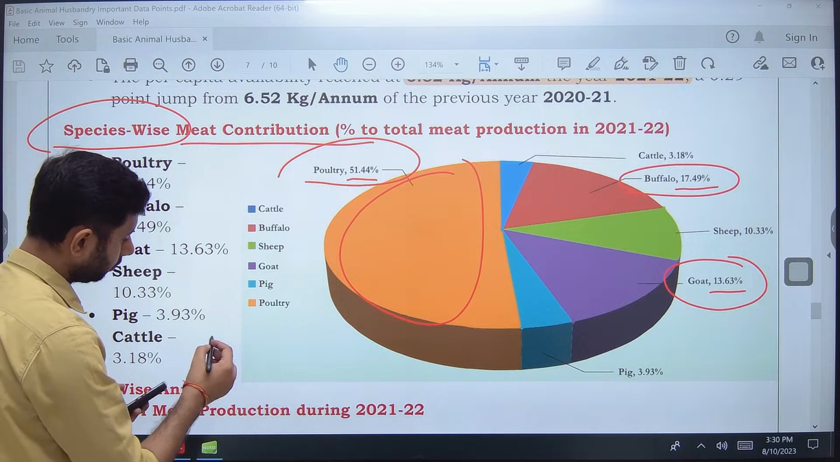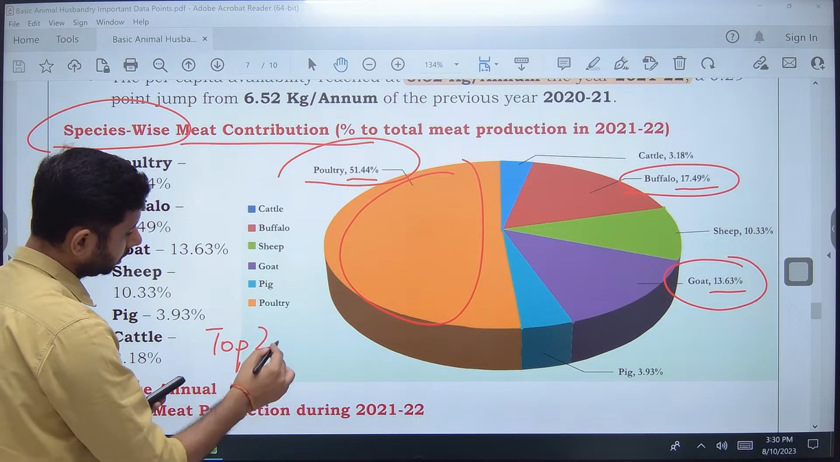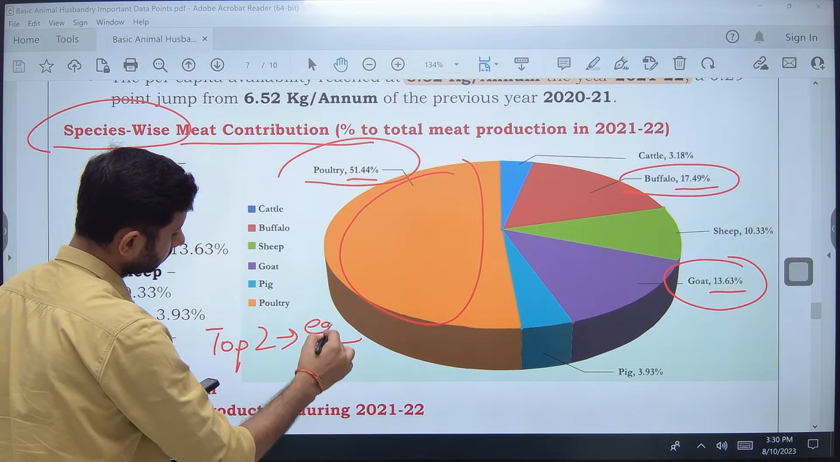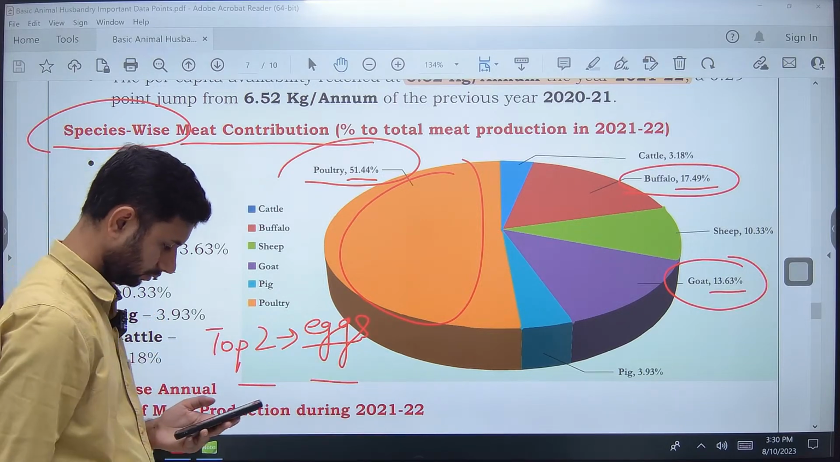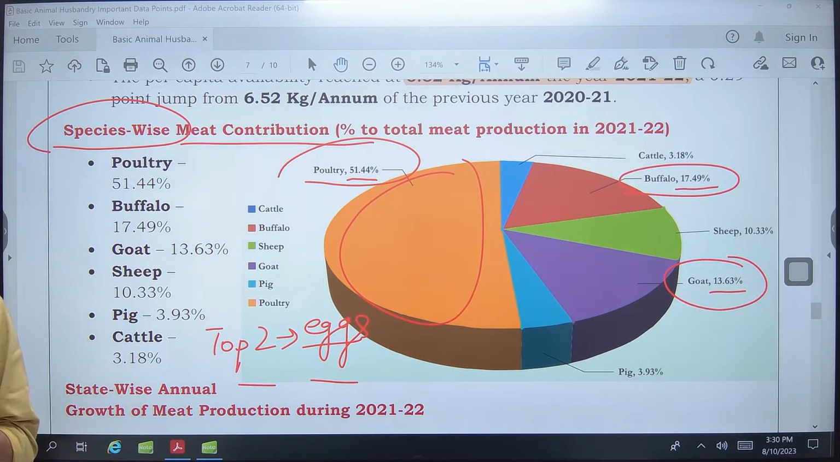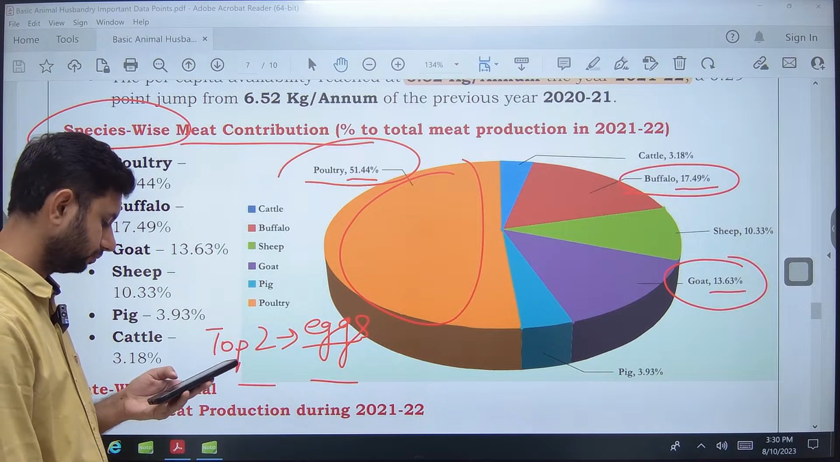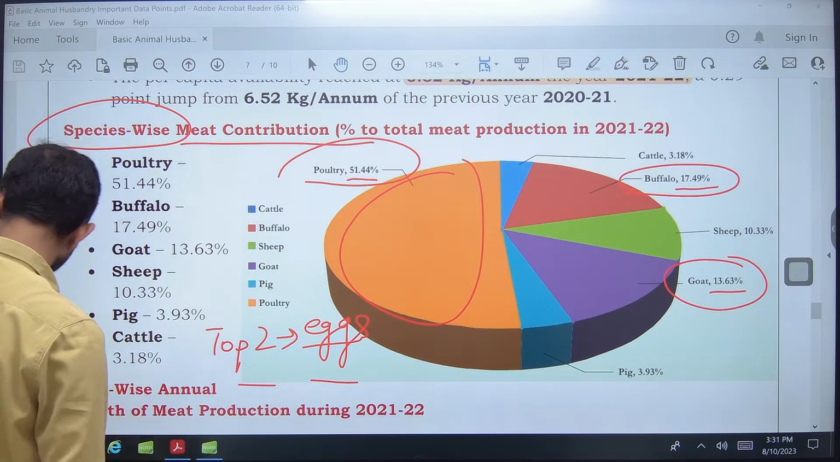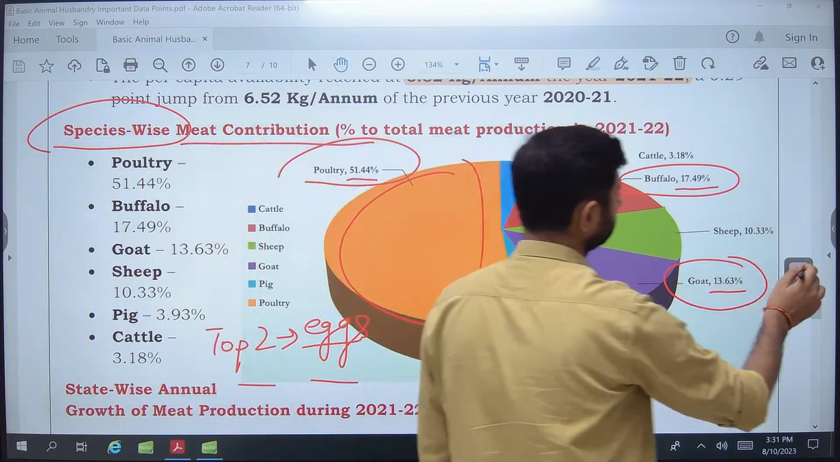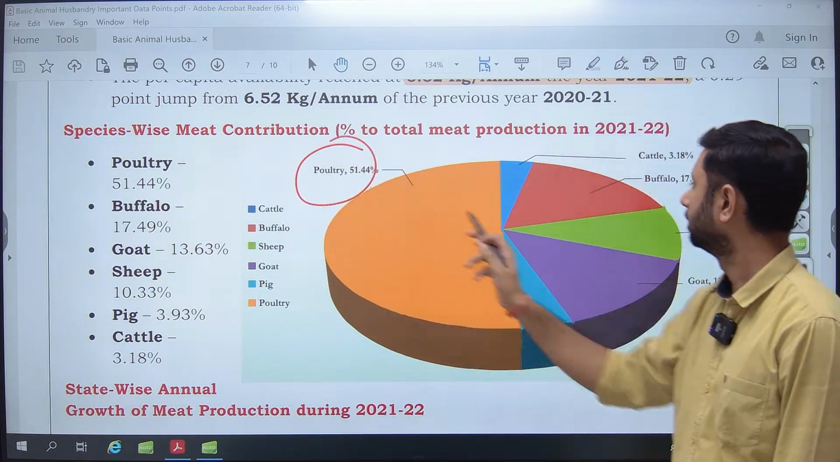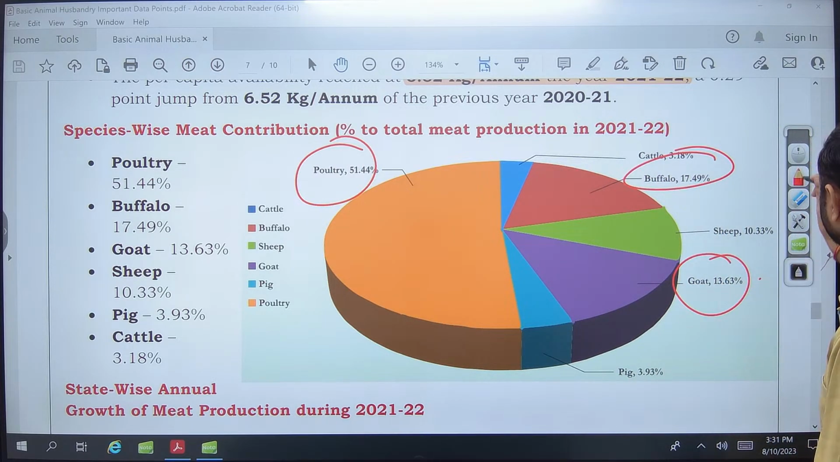So now also tell me what were the top 2 species that contributed the most number of eggs. Tell me. Yes, improved fowl at the top and desi fowl at the second. Good. So here poultry is the first, then buffalo, and then goat. Okay.